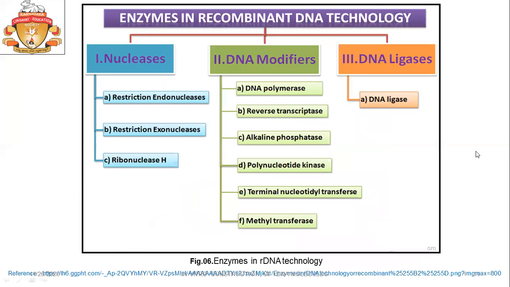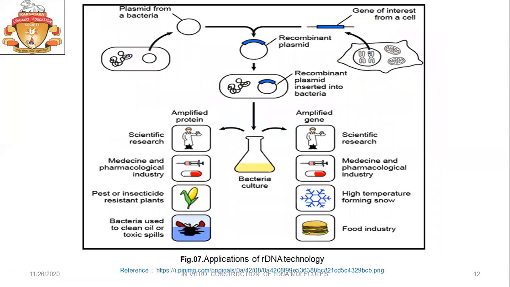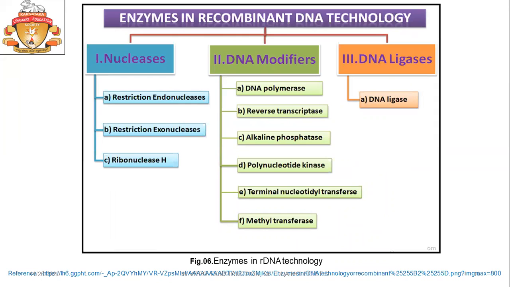Now coming to enzymes in recombinant DNA technology. In this technology, we're going to use a lot of enzymes to get the desired product. So we include nucleases. So nucleases are the first type of enzymes we're going to use here. In nucleases, we have three types of enzymes: restriction endonucleases, restriction exonucleases, and ribonuclease H. So restriction endonucleases and exonucleases are used to cut DNA into fragments of a size suitable for cloning.